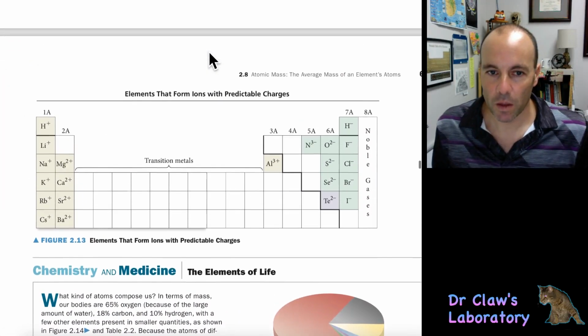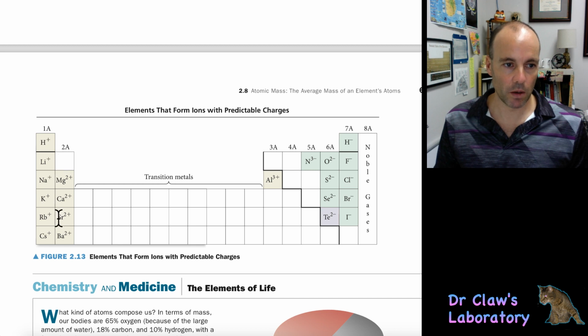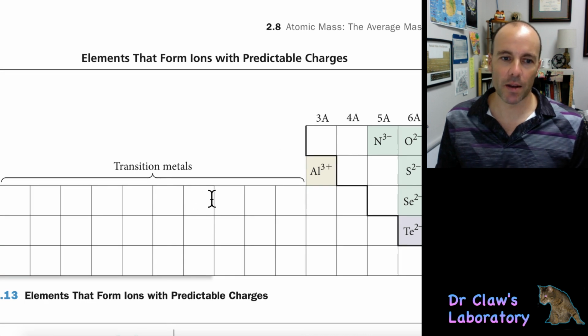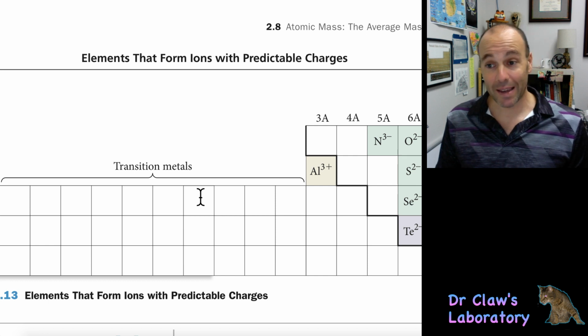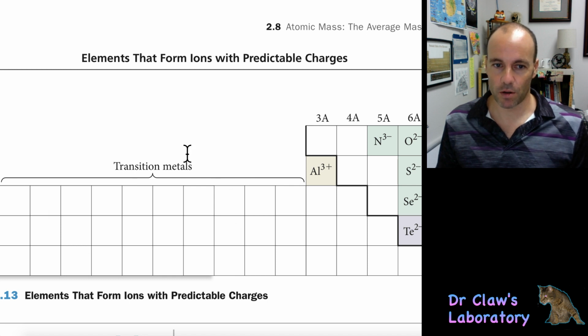Here we go. Okay, so +1, +2, +3, -1, -2, -3. Now, if you're dealing with a transition metal, something in this region, well, they have different charges. Like iron is right here, and sometimes it's a +2 iron, and sometimes it's a +3 iron. So those are the variable charge ions, the transition metals. Okay?